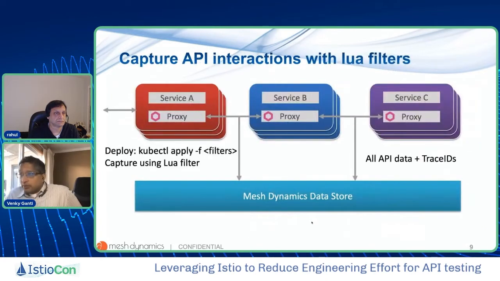So let's get into the first step. How do we capture the API interaction? Let's consider these three services: service A calling service B, service B calling service C, and we have these Lua filters. All we need to do is kubectl apply -f that filter file, and now these filters are deployed on the Envoy proxies, and your services are listening to the traffic, right? So as and when there's an API request going through service A and service A calling service B, we are capturing at the endpoint of service A, the endpoint of service B, and at the entry point of service C. And all of this data is captured independently into the Mesh Dynamics services, right?